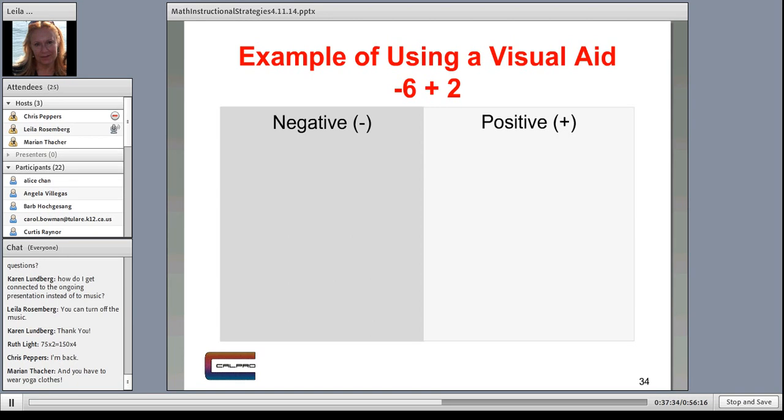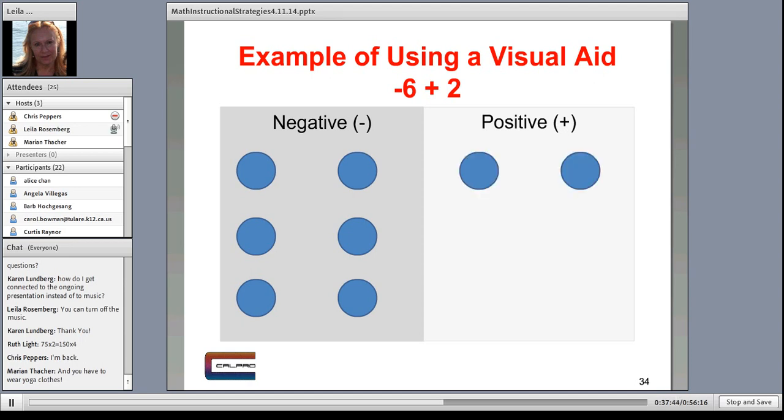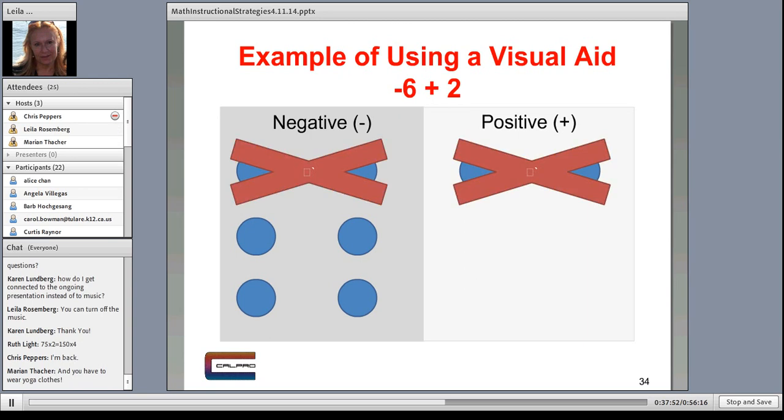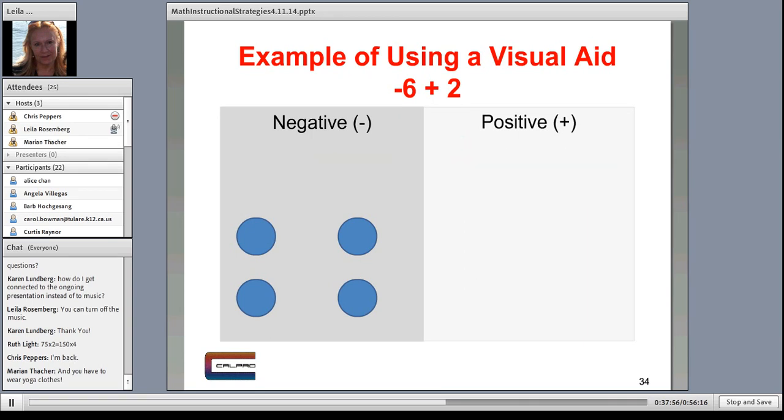Having the PowerPoint, this is a very beautiful way of showing. Since it's saying -6, I'm putting 6 circles on the negative side and 2 on the positive side. Since I have 2 in the positive, I can cancel with 2 in the negative. So let's cancel them out, and I will end up with my answer, which is -4.